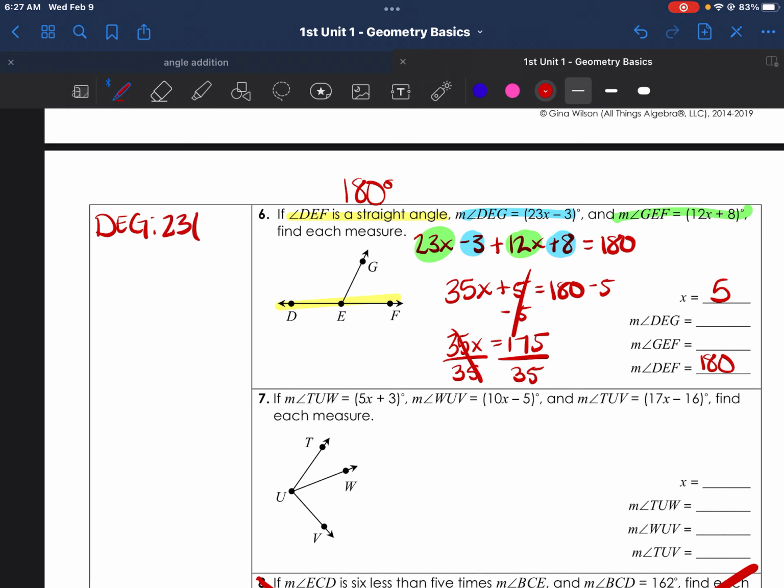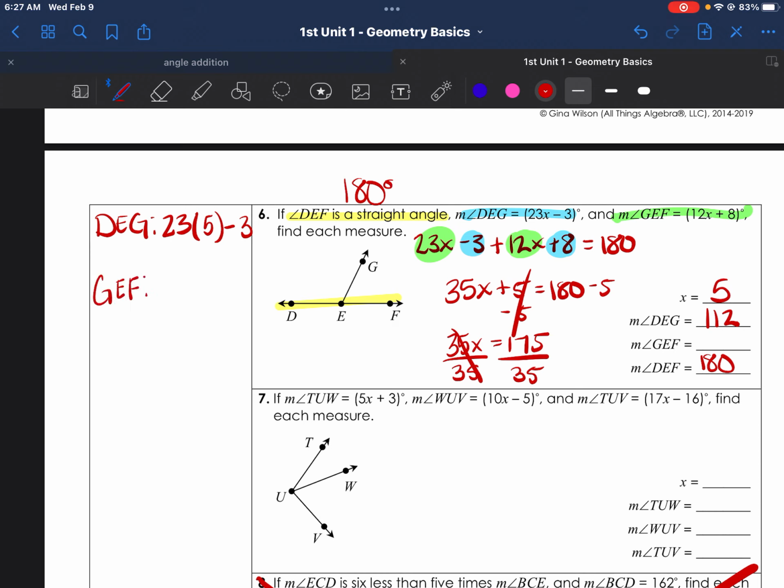So, let's focus on DEG. DEG has the value of 23x minus 3. So, the value of x is 5. So, you have 23 times 5 minus 3. When we put all that in the calculator, it will give us 112. We're not about to overwork ourselves. We're just going to plug all this in the calculator.